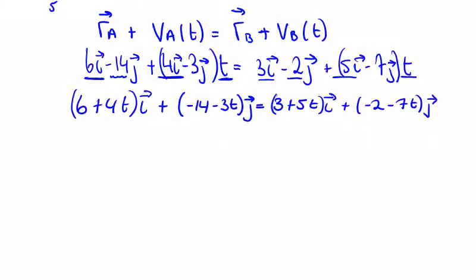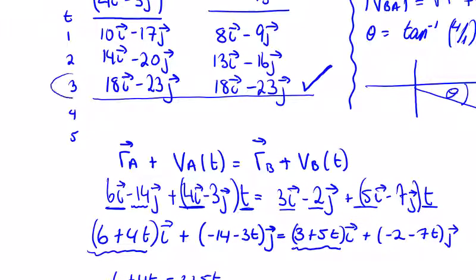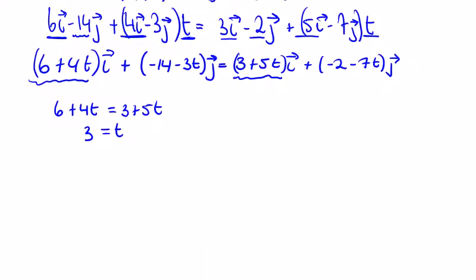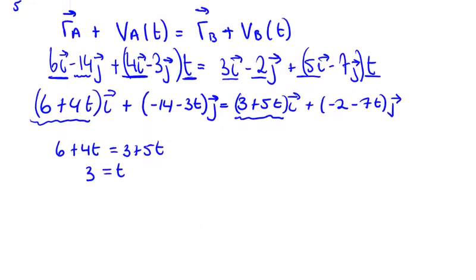So let's equate the i parts. Is there a solution for t? These have to be the same for them to be in the same position. So 6 plus 4t would have to be equal to 3 plus 5t. If I bring the t to the right, 5t minus 4t equals 6 minus 3, which is 3, which is what we got up above, isn't it? t was equal to 3. So you don't need to do this bit, it's just another way to do it.